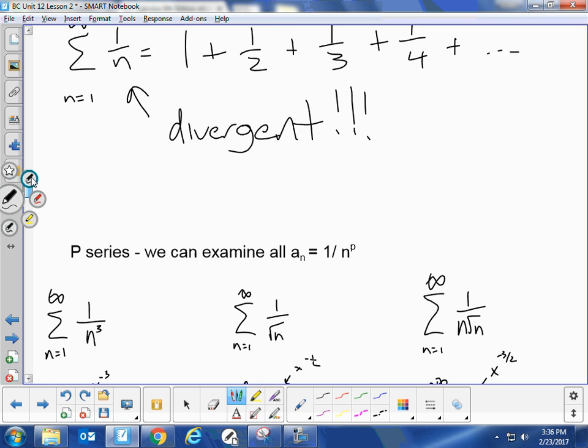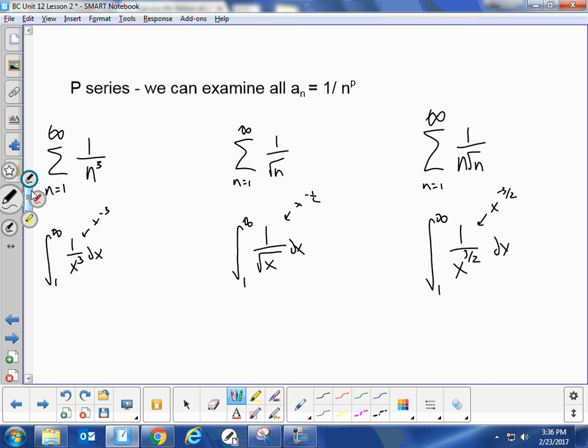Sweet. Now, let's look at a p-series. A p-series is any kind of sum where we have 1 over n to the p. The integral test can help us for all of these series, like 1 over n cubed, 1 over root n, 1 over n root n, because I can use the integral test for all of them. Okay? And what we'll find out is we can come up with a rule for any of these series that looks like this. Now, all of these will approach 0, so they're all possibly convergent.